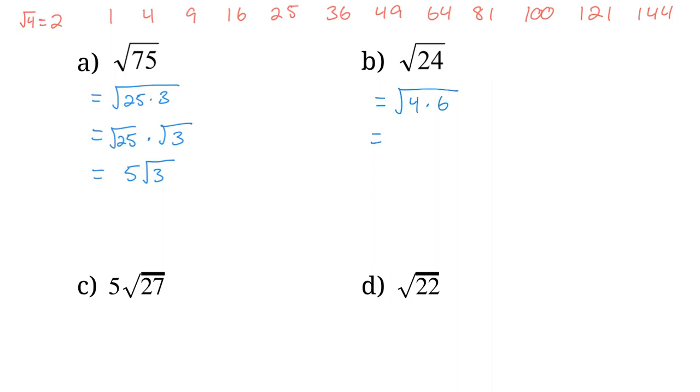And if we rewrote that with individual radicals, so it's the square root of 4 multiplied by the square root of 6. Now we can definitely simplify that square root of 4 into 2, so it's just going to be 2 times the square root of 6, and that is its simplest form.